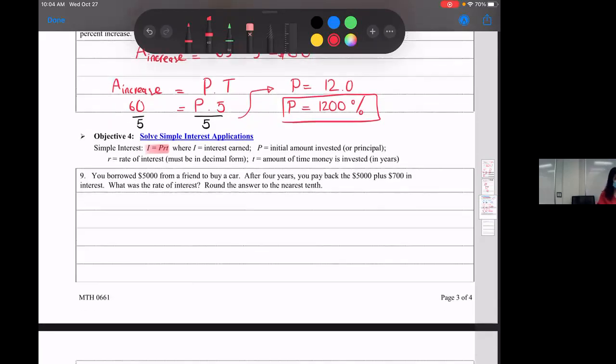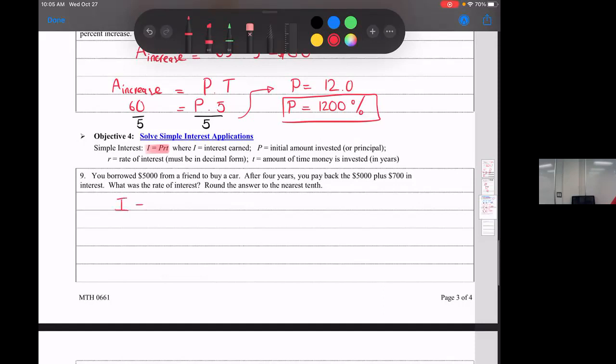All right, I equal P times R times T. I is the earned interest. P is your initial amount, your principal. R is rate, and then T is time. So let's do this. You borrow 5,000 from a friend to buy a car. Let me tell you, do not ever borrow money from a friend. It's not a good way to start a relationship. After 4 years, you pay back 5,000 plus 700 in interest. What was the rate of interest? Round your answer to the nearest 10.